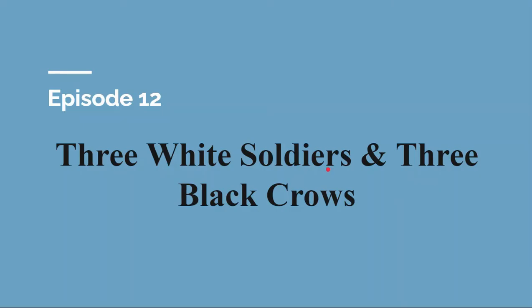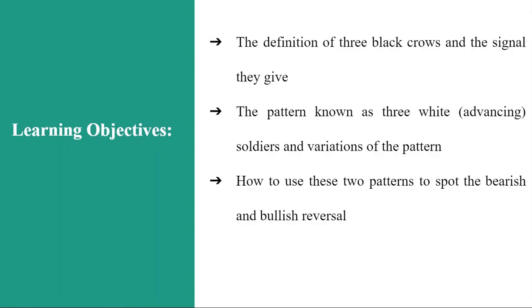This video is all about 3 white soldiers and 3 black crows. We are going to explore these two interesting patterns and see how they can help traders to spot bullish and bearish reversal patterns in any financial markets. Let's take a look at what you are going to learn in this episode. You are going to learn the definition of 3 black crows and the signal they give, the pattern known as 3 white or advancing soldiers, and variations of the pattern, and how to use these patterns to spot bearish and bullish reversals on any financial markets and on any charts.